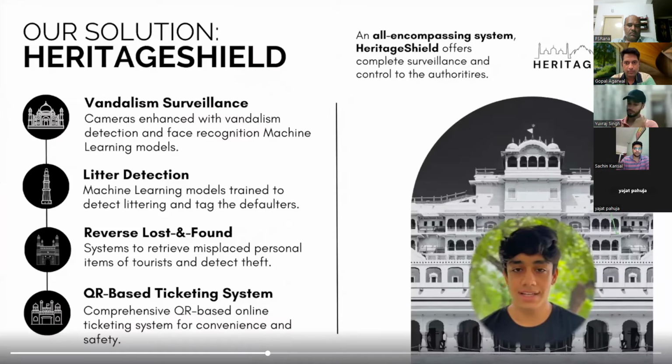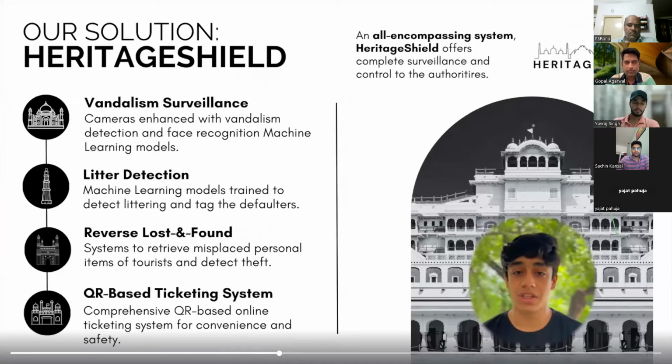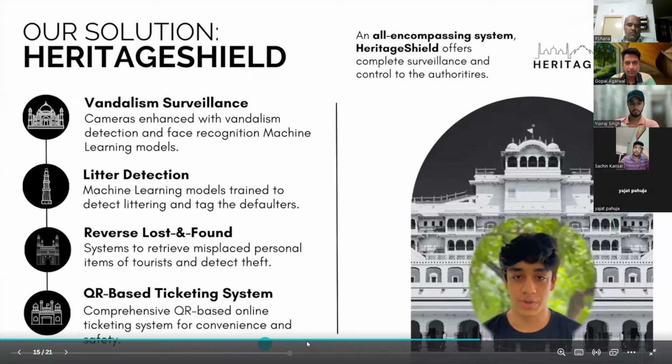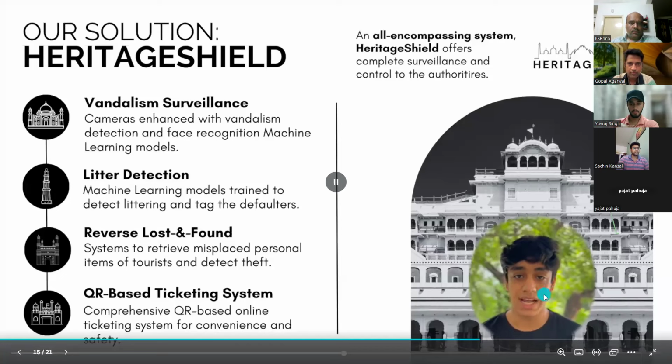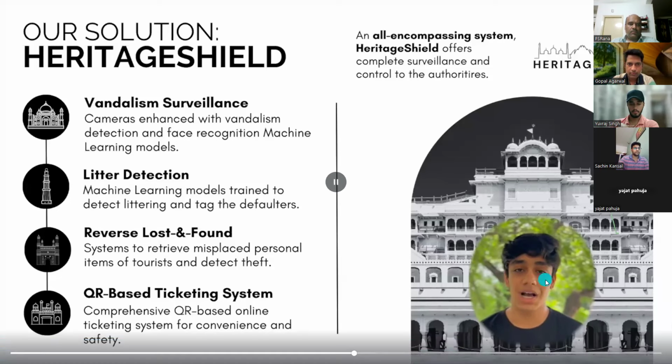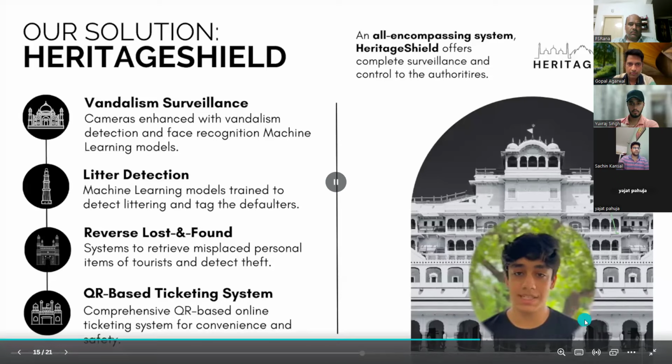We, being students in technology, decided to brainstorm one. And we have come up with a groundbreaking, brand new, and unique solution to prevent vandalism. And we call it Heritage Shield, an all-encompassing system that takes over the complete management and surveillance of the whole monument. We start with vandalism and litter detection that will use AI models running over the currently placed CCTV cameras in the monuments. For the first time ever, we will implement a system that can trace any misplaced items and then track their respective owners. All of this will come under our unique QR-based ticketing system that will also detect faces at the time of entry into the monument.